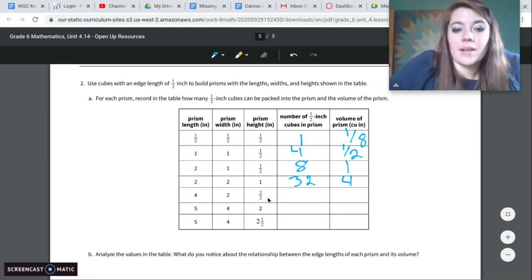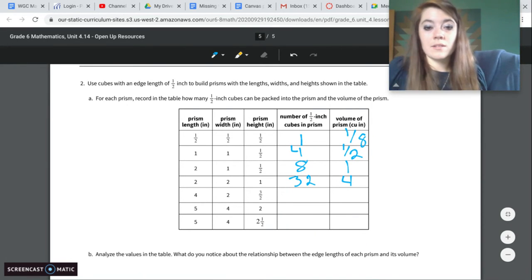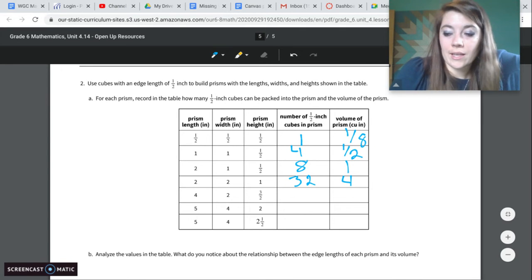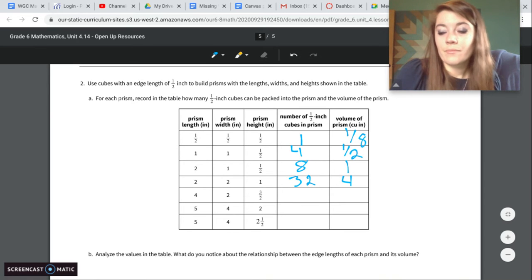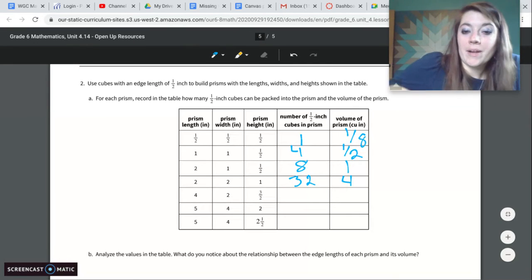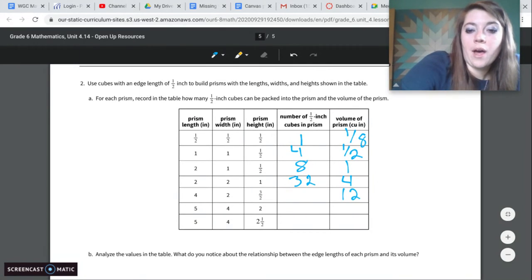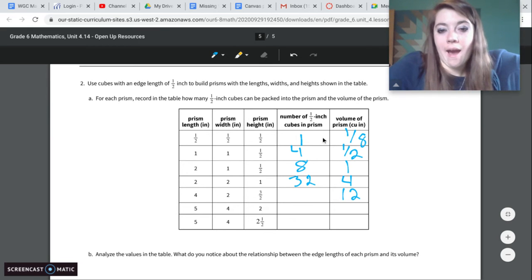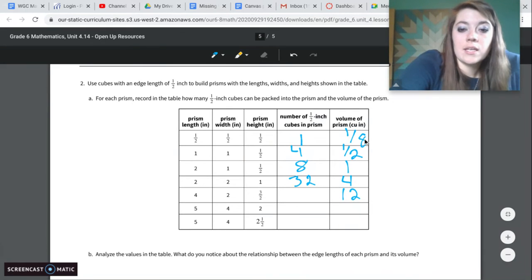All right, the next one. Now, I have run out of cubes to be able to show this, so we're going to have to think critically about these. So 4 times 2 is 8, and 8 times 3/2 is what? Well, 8 times 3 is 24, and 24 divided by 2 is 12, so our volume is 12. Now, to find out how many half-inch cubes are in this volume, remember, our volume of 1 cube is 1/8, so take 12 and divide it by 1/8, so 12 times 8 is 96.